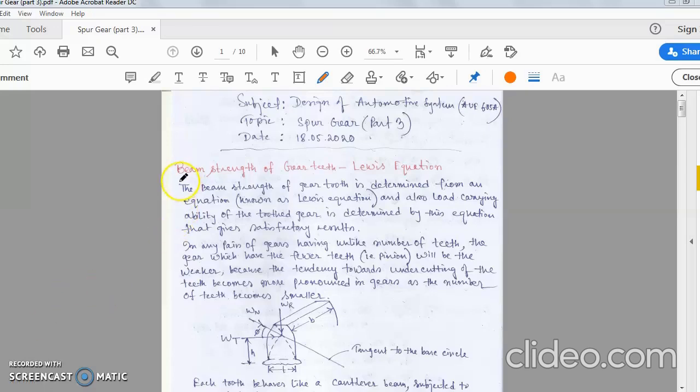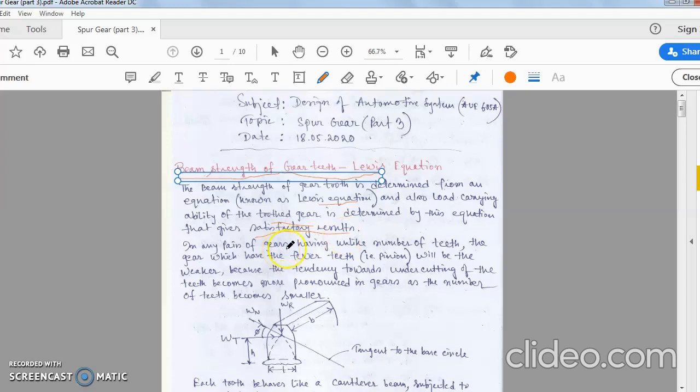So first is the beam strength of gear tooth. Now beam strength of gear tooth is basically determined by the scientist Lewis, so that equation is called the Lewis equation. Also the load carrying ability of the gear tooth is determined by the equation, and that gives a satisfactory result. So the Lewis equation is basically used to determine the beam strength of the gear tooth, and we can also determine the load carrying capacity of this particular gear tooth. Now what is beam strength and what is the Lewis equation? In detail we will go through.